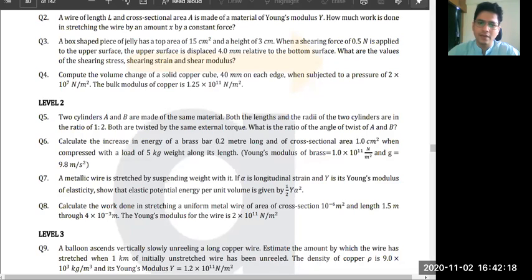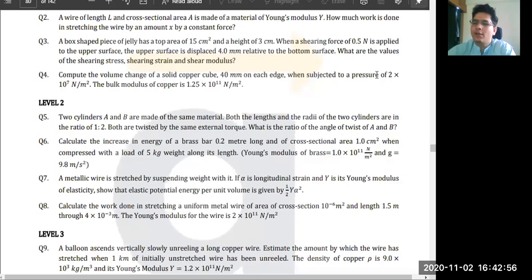And you have to find what? Calculate an increase in energy of a brass bar, right? Length is given, cross-section area is given, when compressed with load is given along its length, right? Young modulus is also given. So it is just formula putting getting. Yes or no? Tell me. Yes or no? Yes, Abhiram. Very good. Pradyuman? Okay, just think about it.